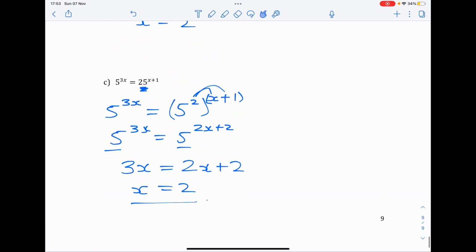Okay, that's the last question. I hope all of that helped. And that is a basic summary of equations for grade 10.